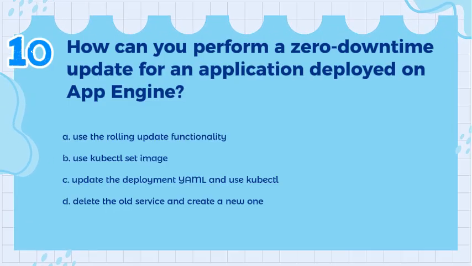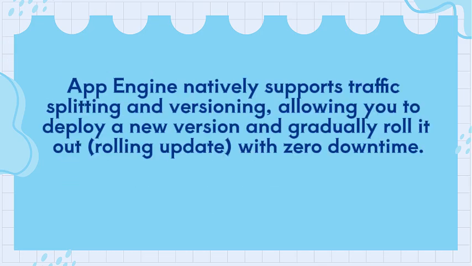The correct answer is A. Use the rolling update functionality. App Engine natively supports traffic splitting and versioning, allowing you to deploy a new version and gradually roll it out. Rolling update with zero downtime.